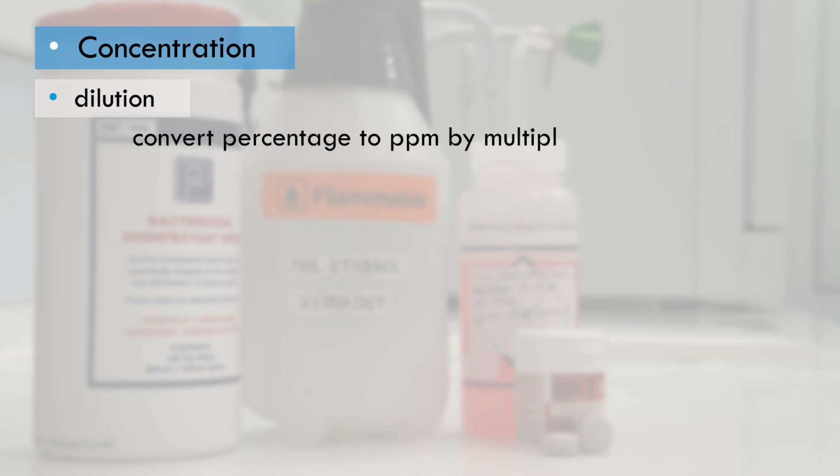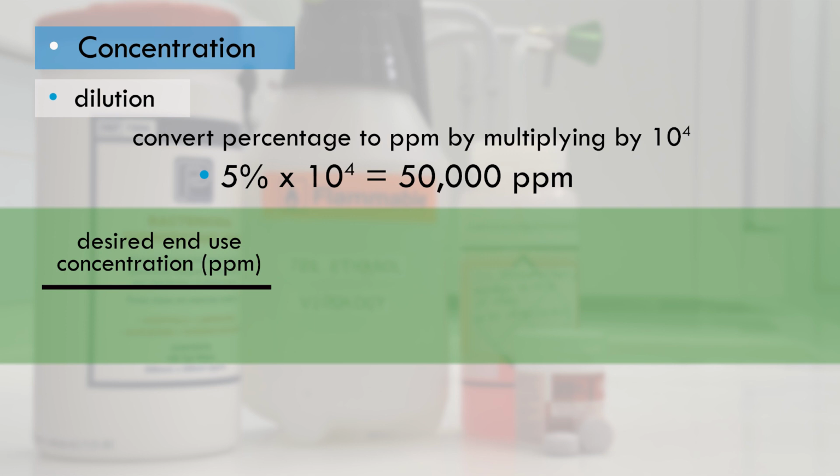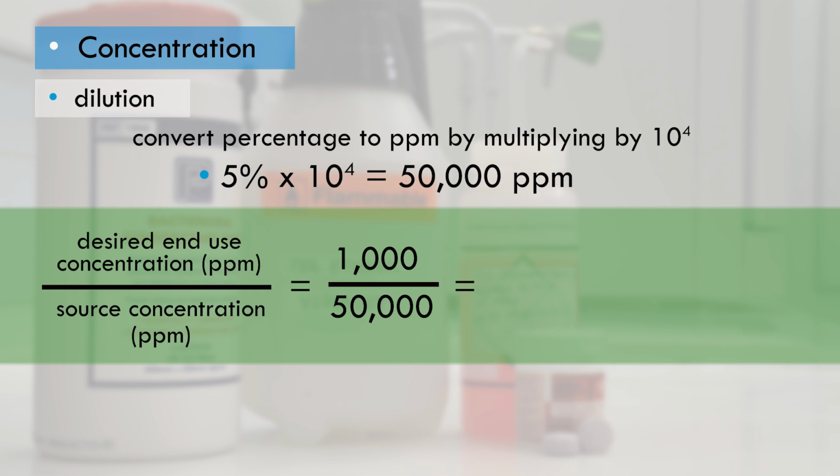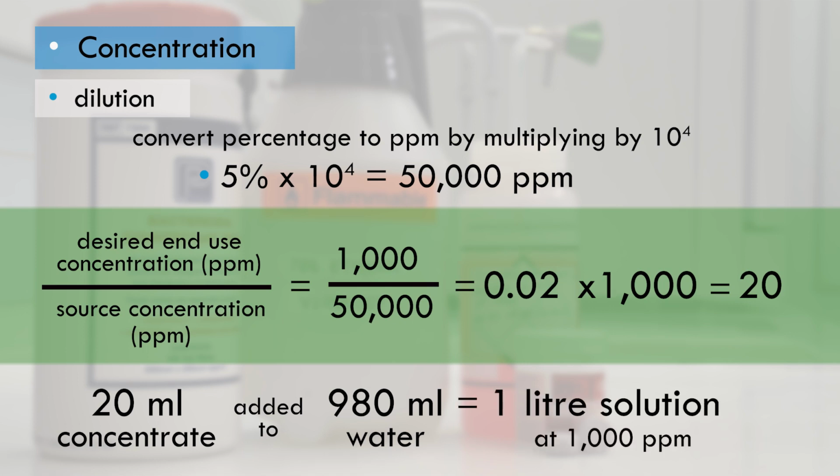The first thing to do is convert the percentages to parts per million, which we do by multiplying by 10 to the 4, so 5% becomes 50,000 parts per million. We then divide the end-use required concentration in parts per million by the concentrated source in parts per million. So 1,000 divided by 50,000 equals 0.02. We then need to multiply this by 1,000 to give the figure in milliliters. 0.02 times 1,000 equals 20. So we need to add 20 milliliters of the concentrate to 980 milliliters of clean water to give us our 1 litre with a concentration of 1000 parts per million.